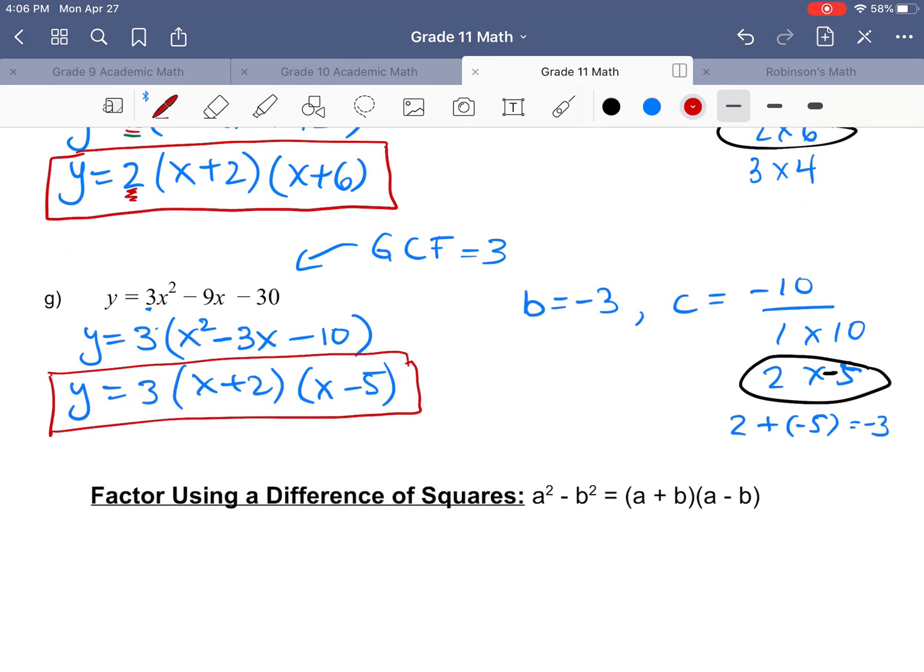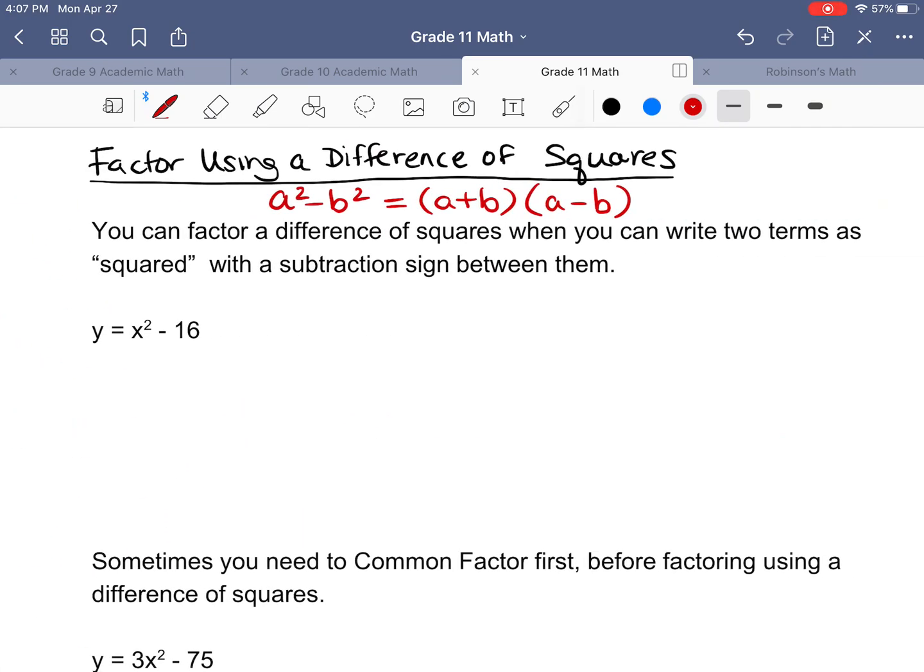So lastly, we're going to do factoring using a difference of squares. And for some reason, whenever I make this into a PDF, the title ends up on the bottom. So I rewrote it here. So factor using a difference of squares. So what we're looking for is the pattern a squared minus b squared. And then we can factor that into a plus b times a minus b.